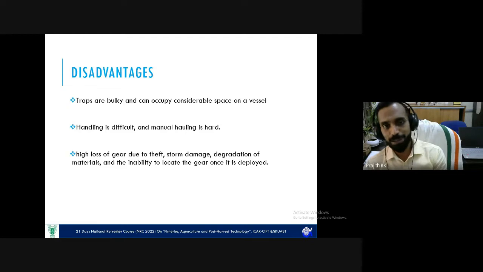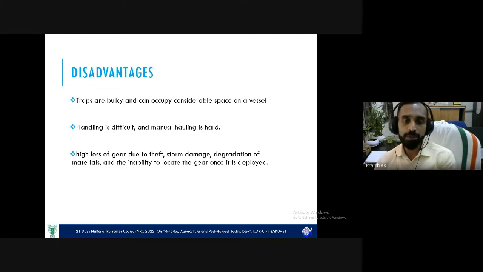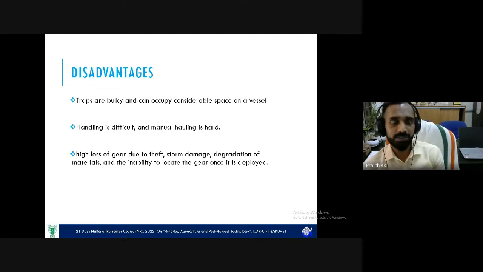So we can see what all the disadvantages of trap fishing are. As I told, traps are very bulky. Some of the designs are very bulky, so they occupy considerable space in our vessel. So handling is a big problem. The handling is difficult, and manual hauling is very hard actually. For the last 2 weeks we have been with another trawler actually. I'm personally going for monitoring this one, so we know how difficult it is.